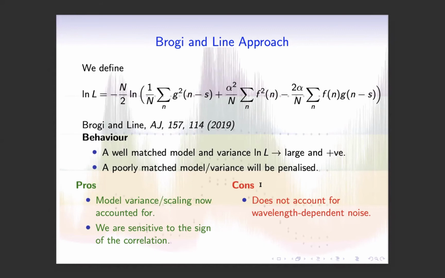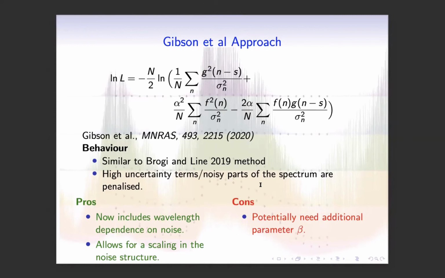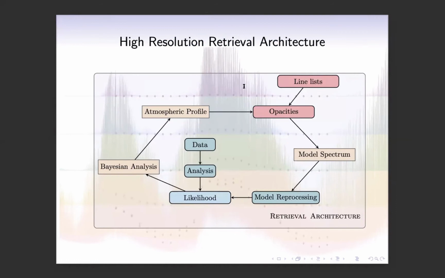So one extension of that would be to use the Gibson approach, where we do include wavelength dependent noise. And that has very similar behavior. And high uncertainty terms and noisy parts of the spectrum are going to be naturally penalized because you divide through by the sigma. So now we do include the wavelength dependence, and it allows for a scaling in the noise structure as well. And you may also, depending on how you parameterize this in your retrieval, have an additional parameter here, beta, to account for this noise scaling. Here I'm just using the maximum likelihood estimator on beta, so you kind of remove that value out here. There's various approaches that we can do in order to get out the likelihood and then plug that into our Bayesian analysis. And now we have something that's basically complete so that we can construct a retrieval for high resolution spectra in that way.